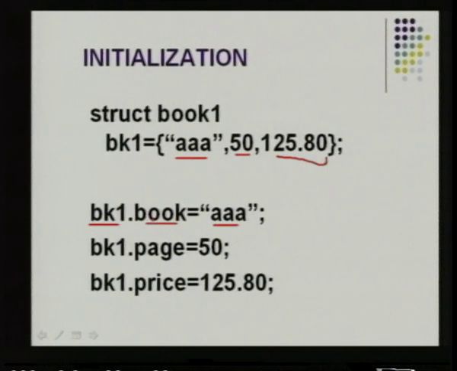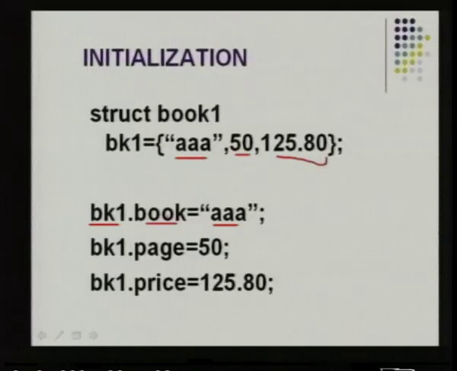The first member was book of 30, the second member was integer page, the third member was float price. Using this variable name and this dot, we are assigning the value to this member. So, bk1 dot book is equal to the value, bk1 dot page is equal to the value, bk1 dot price is equal to this value. Always remember, based on the data type you are supposed to assign the value. If it is a character, you are supposed to assign a character value. If it is an integer value.